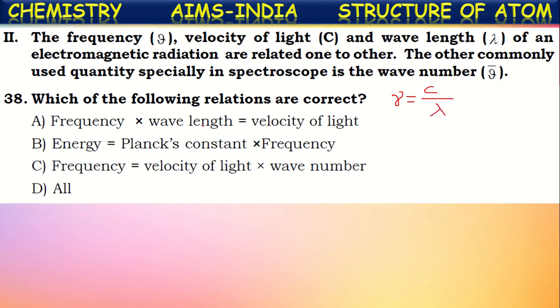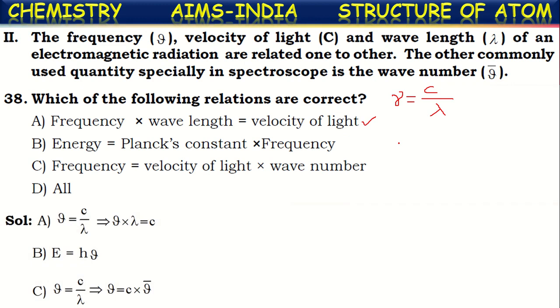If you write frequency into wavelength, that is equal to velocity of light. This is correct. If you see energy, what formula are we having? E is equal to h nu. It is called Planck's equation. E is equal to h nu, where E represents energy of the radiation, nu is frequency of radiation, and h is the Planck's constant. So energy is equal to Planck's constant into frequency. This statement is also true.